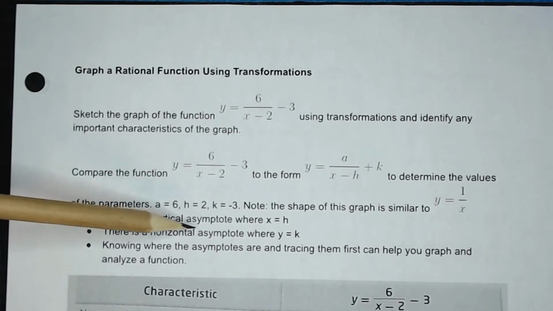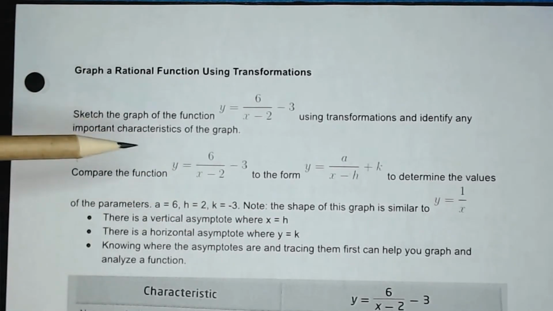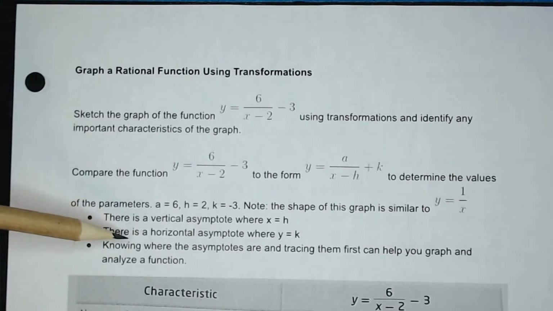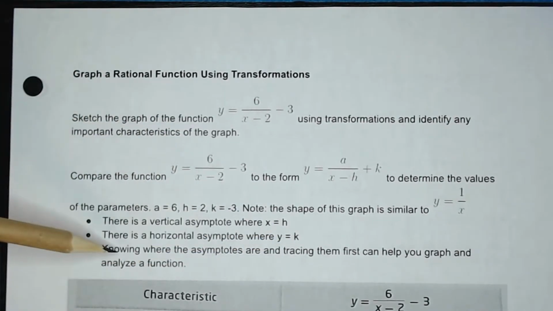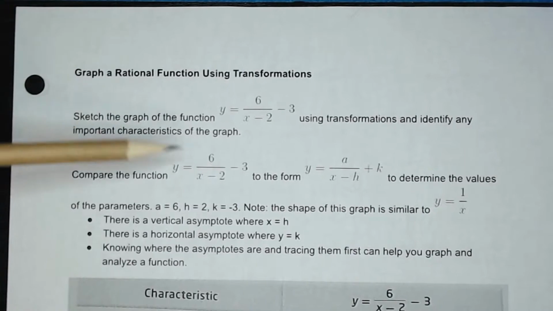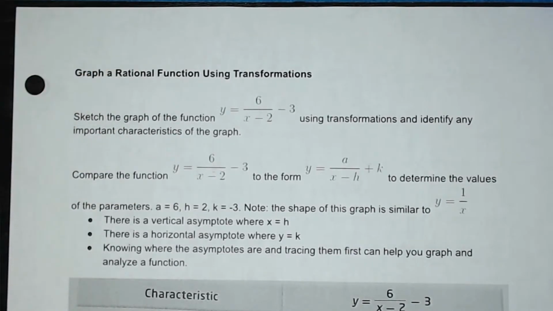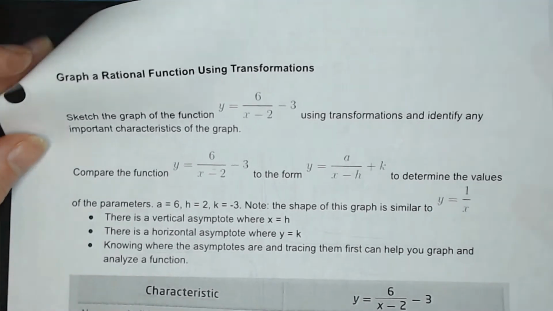So the vertical asymptote exists where x equals h. There's a horizontal asymptote where y equals k, and knowing where the asymptotes are and tracing them first can help you graph and analyze the function. So once you know those undefined values, then you're able to kind of draw a general form of the graph.